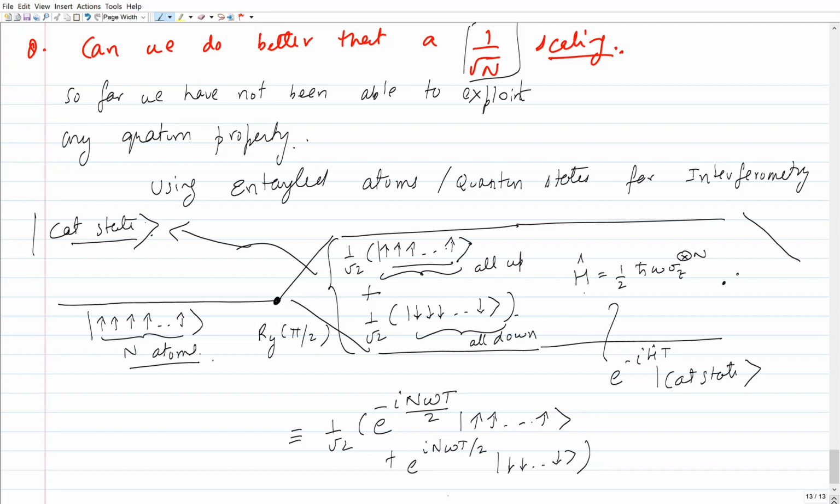And then finally, this state goes through another beam splitter, or a rotation of each atom about the y-axis. And that gives me the entire information, which is converted from phase information into amplitude information.